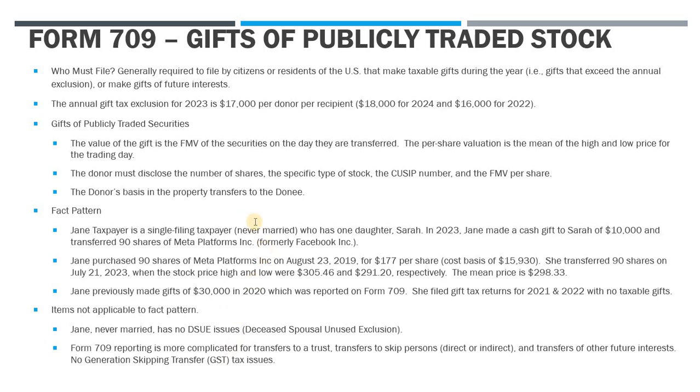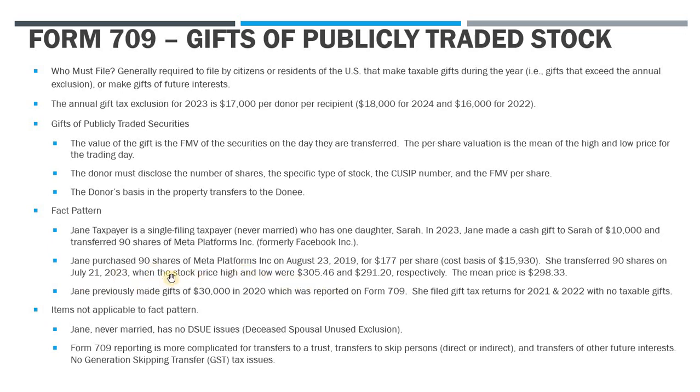And the type of property transferred here is pretty straightforward, cash and publicly traded stock. But other types of property, non-cash property, are much more complicated. Transfers to skip persons: Sarah, being her daughter, is a non-skip person. If you have skip persons, it's a little more complicated. You have GST issues, transfers to trusts. All those make the reporting much more tricky.